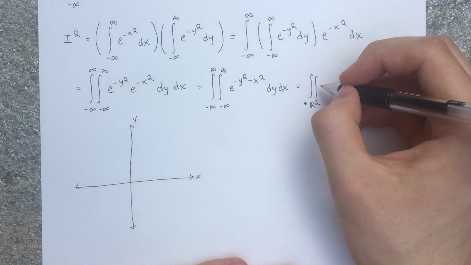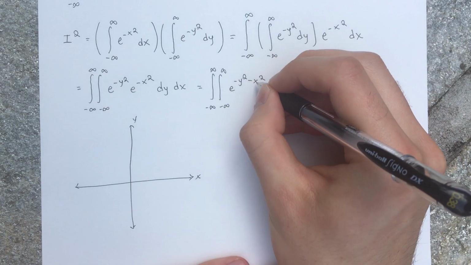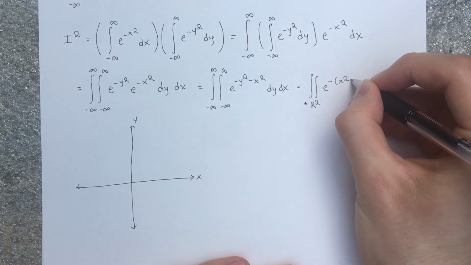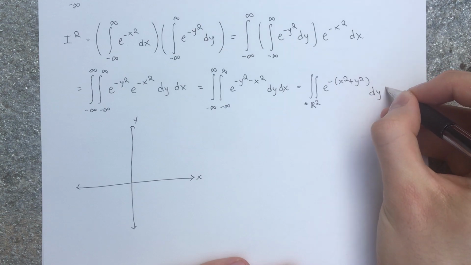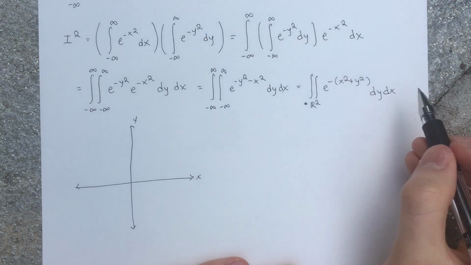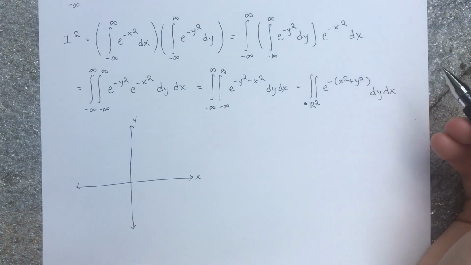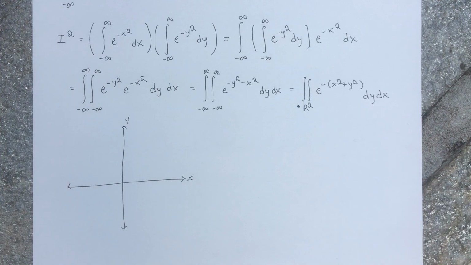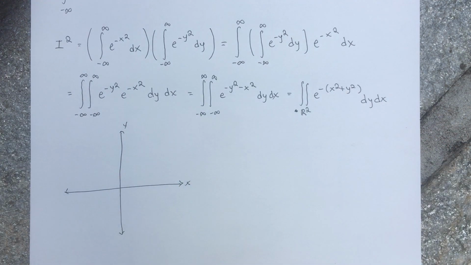And here we're going to have e to the minus, I can pull out the negative from both of these, and I'll just rearrange it. x squared plus y squared, dy dx. But this can also be dA. And here is the crucial step, why we did this in the first place. If we take a look here, we have x squared plus y squared. What can we do with that?